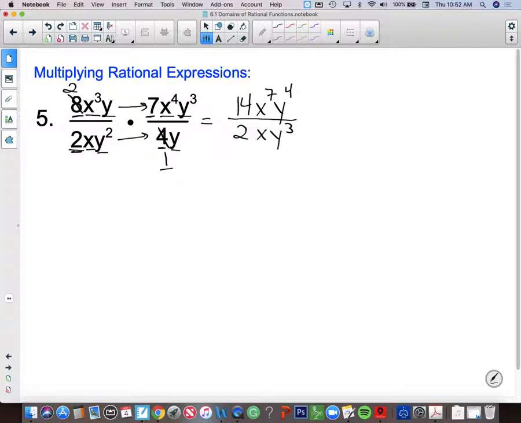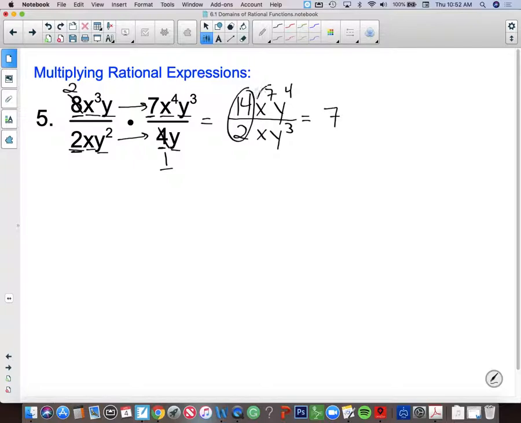Okay? Now that's not your answer, because that's not in simplest form. You have x's on both the top and the bottom, and y's on both top and the bottom, and we got a 14 and a 2, so those can all simplify. So the next step here would be simplifying it down. All right? So 14 over 2, that simplifies to a 7.